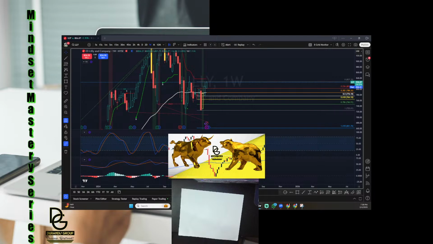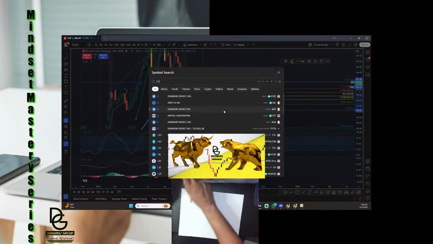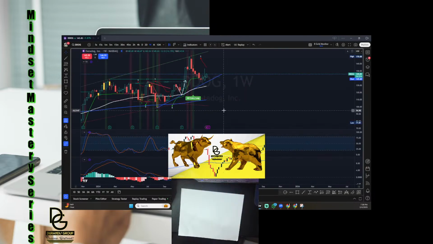We already talked about Google. Let's talk about Datadog. Datadog is the competitor to like your CrowdStrikes and your Palo Alto, PANW. Let's see what we have. I would love for Datadog to have a nice little move. Let's go ahead and get rid of these drawings here.